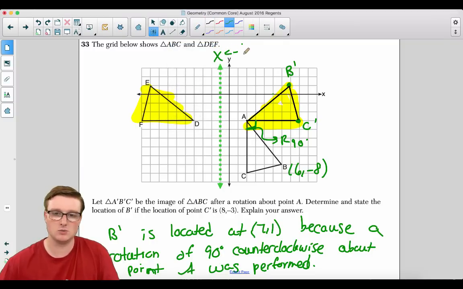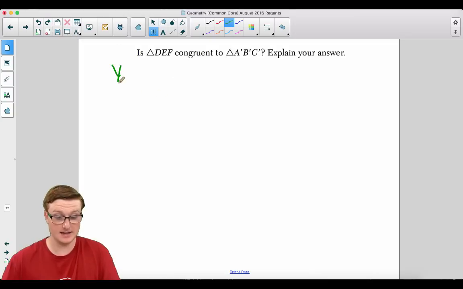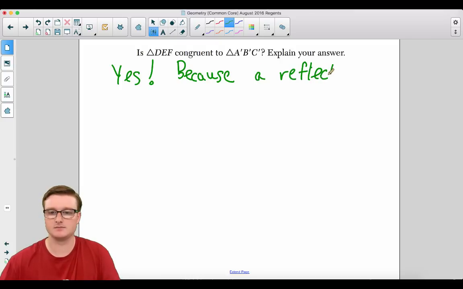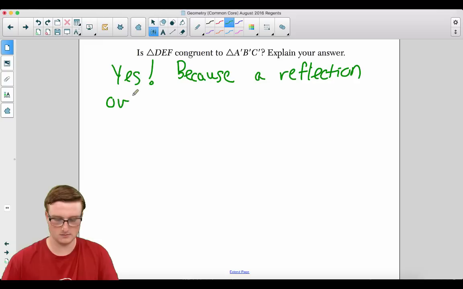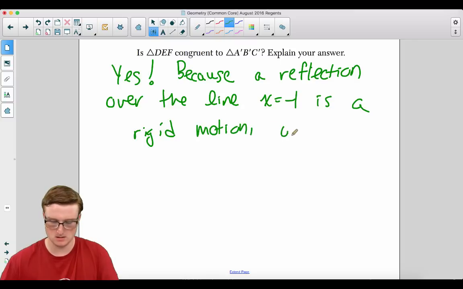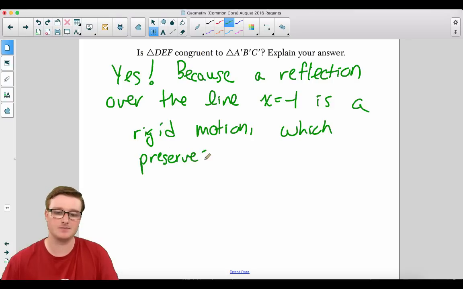So we're gonna say yes, because a reflection over the line x equals -1 is a rigid motion which preserves distance and congruency.